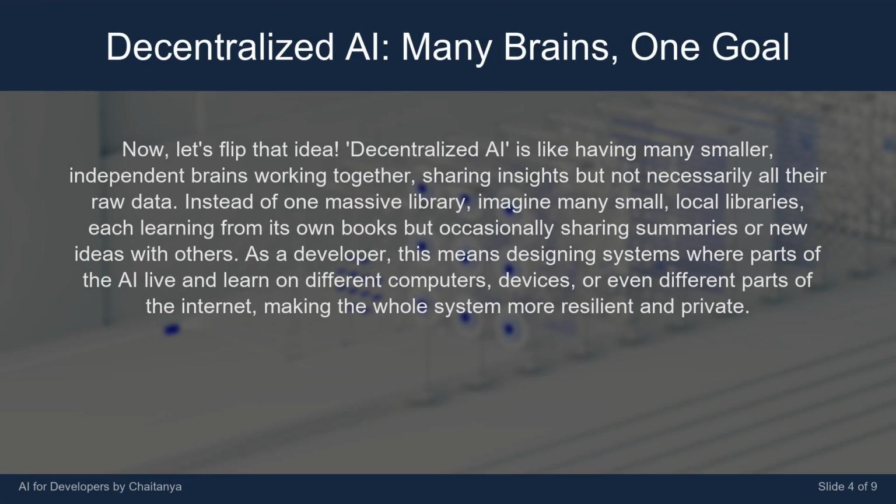Now, let's flip that idea. Decentralized AI is like having many smaller, independent brains working together, sharing insights but not necessarily all their raw data. Instead of one massive library, imagine many small, local libraries, each learning from its own books but occasionally sharing summaries or new ideas with others. As a developer, this means designing systems where parts of the AI live and learn on different computers, devices, or even different parts of the internet, making the whole system more resilient and private.